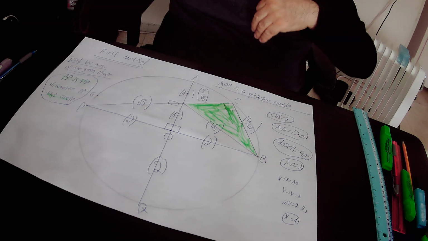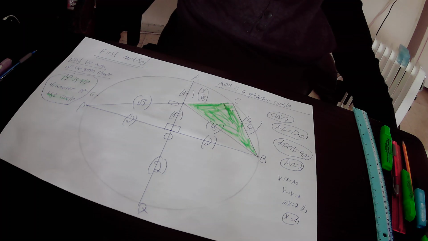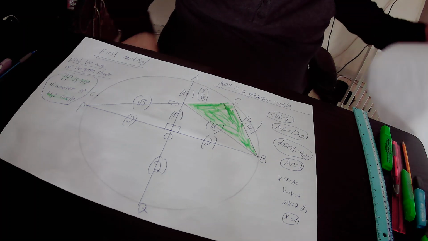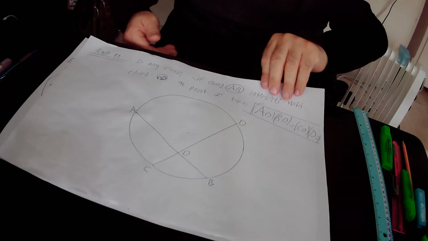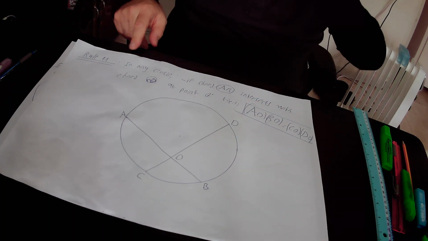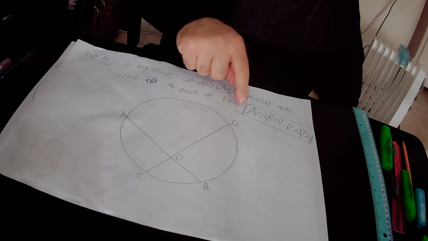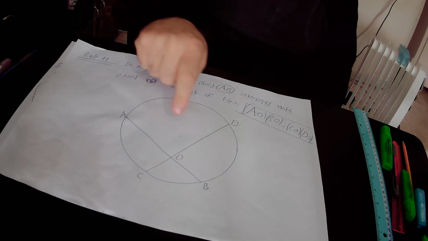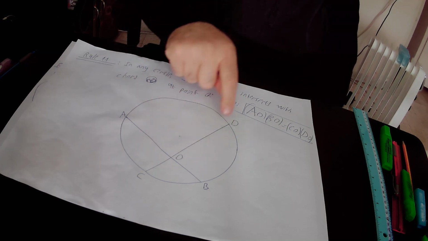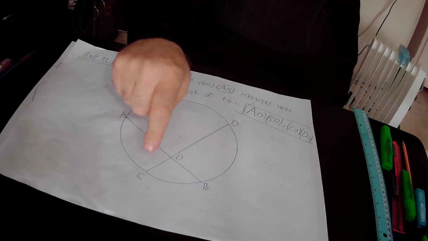So here we can implement rule 11. I'll repeat quickly rule 11. According to rule 11, if chord AB intersects with chord CD at point O, then AO times OB equals CO times OD. Again, AO times OB equals CO times OD.